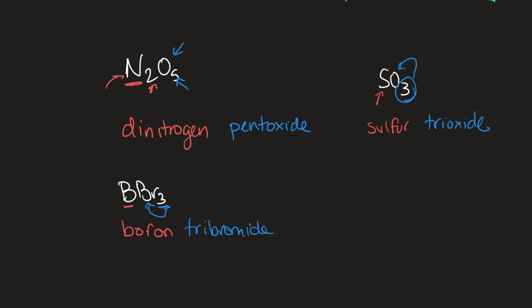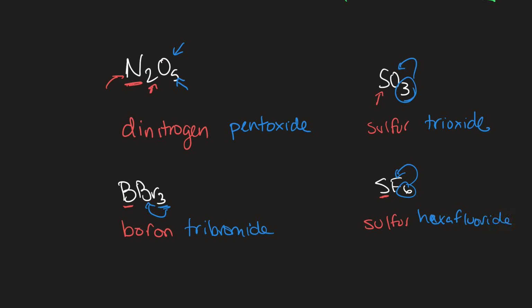One more example. We have SF6. In this case, we have S, once again just one, so it's just sulfur. And then we have 6 fluorine, so we use the prefix hexa, so hexafluoride.